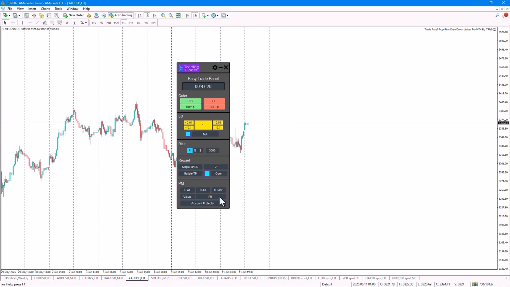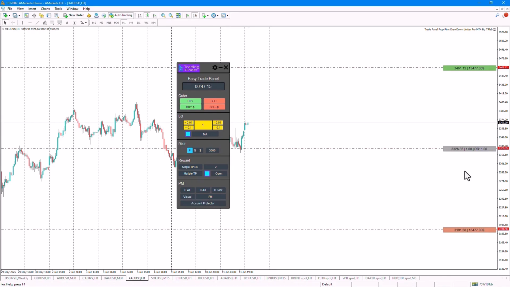By clicking on the Visual option, a visual level is displayed for me on the screen, which I can then use to carefully and thoroughly calculate my risk-to-reward ratio. The gray level represents my entry point, and on the left side you can see the entry price level for the trade. In the middle section, the trade entry volume, which can be adjusted based on this part of the panel. And on the right side, the risk-to-reward ratio is displayed.